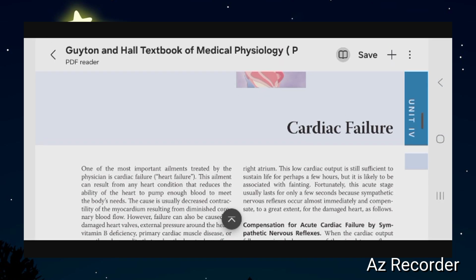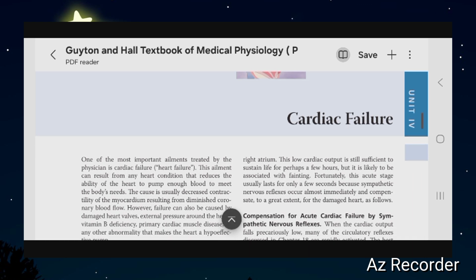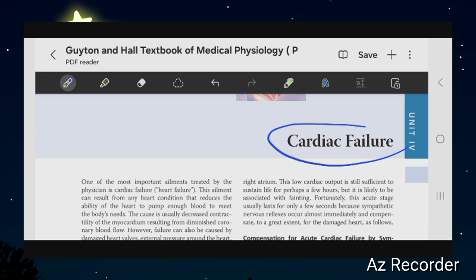Okay, so hello everyone. Today we will be discussing cardiac failure. It's also called heart failure. Heart or cardiac, it's the same thing. So what does the heart actually do? Its function is contraction. It contracts and supplies blood to all the body tissues and all the body organs.